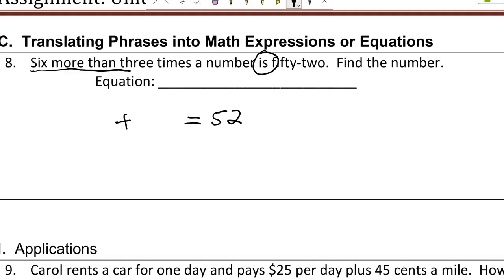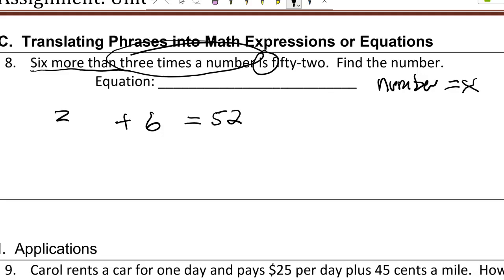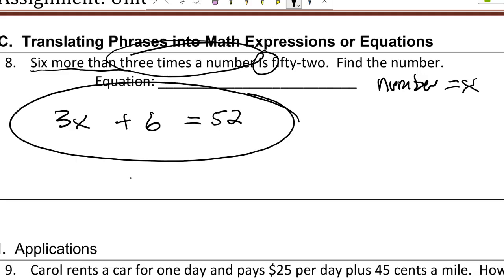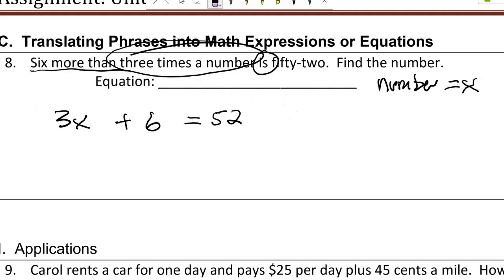Well, 6 more than a number would be plus 6. And what is it 6 more than? It's 6 more than 3 times a number. The number we are defining as x. So 3 times a number would be 3 times x. This is where this equation, 6 more than 3 times a number is 52, comes from. Now we've just got to solve it.